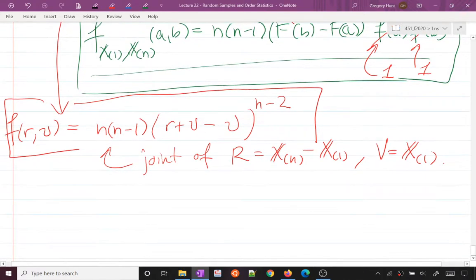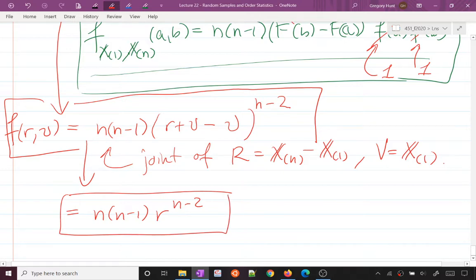We don't actually want this. And in fact, we can even simplify this a little bit, right? n times n minus 1, r plus v minus v. This is just going to give us r to the n minus 2. So this is even simpler. We don't actually want the joint of the range and the minimum. We just want the range. But now that we have the joint of the range and the minimum, we can just marginalize, get rid of the minimum, and just integrate across v to get the distribution of r, or the PDF of r.